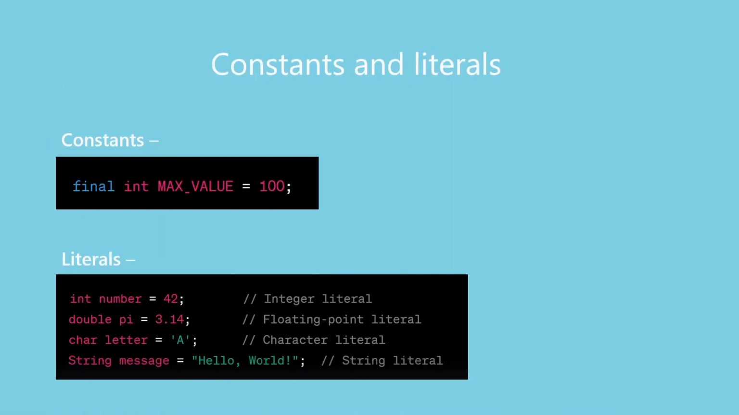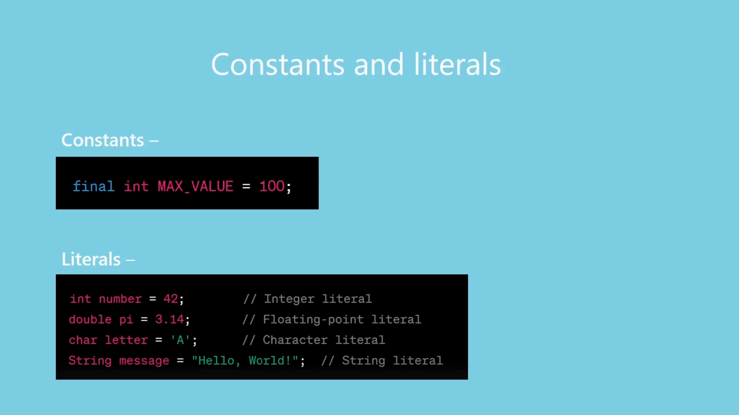In Java, constants and literals are used to represent fixed values in your code. Let's discuss each concept. Constants are variables whose value cannot be changed during the execution of the program. In Java, you can declare constants using the final keyword. Conventionally, constant names are written in uppercase letters. Literals are representations of fixed values in your code. They can be of various types, such as integers, floating point numbers, characters, strings, etc. In the example, 14 is an integer literal, 3.14 is a floating point literal, A is a character literal, and hello world is a string literal.